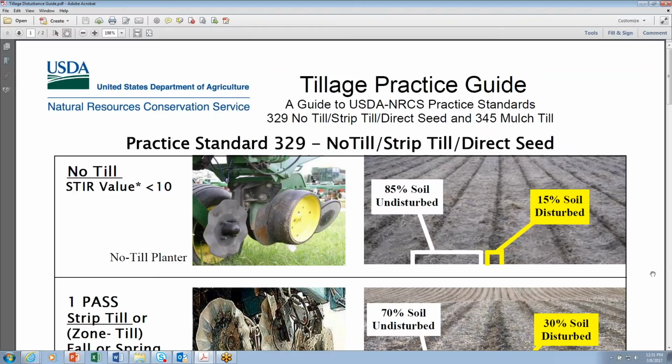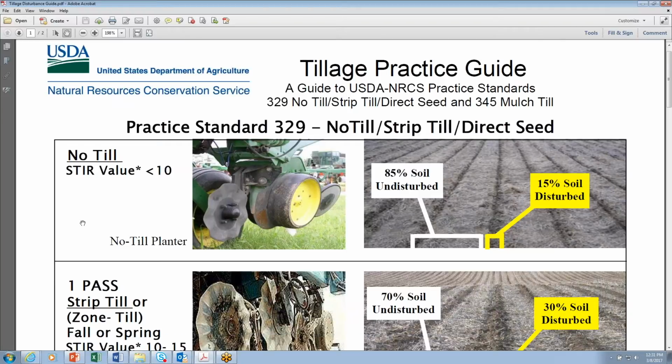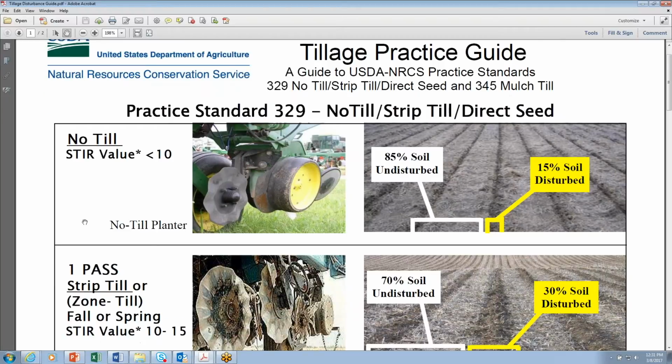On the right-hand side here, this is what your field should look like after planting or after any disturbance. It should be minor. You should have 85% of the total surface not disturbed. In other words, of that total surface, only 15% of it got disturbed. So that's a true no-till system. Those are kind of hard to get to, but that's your ideal circumstance.